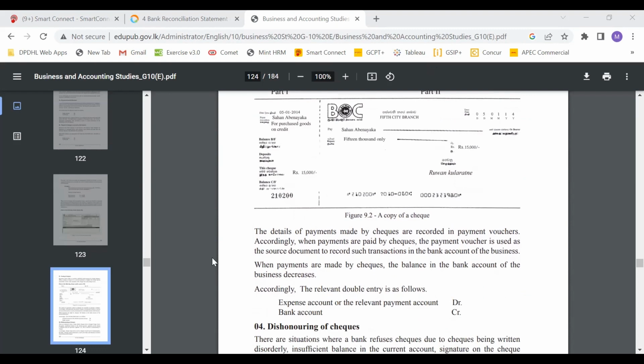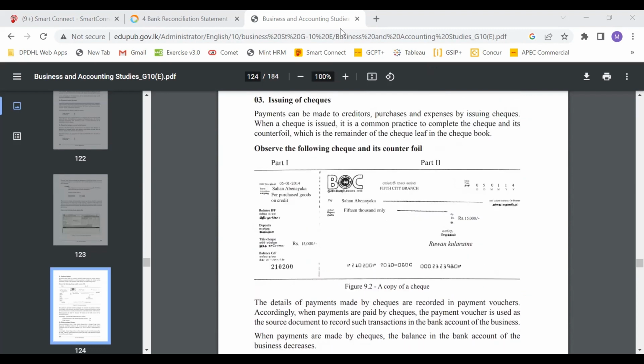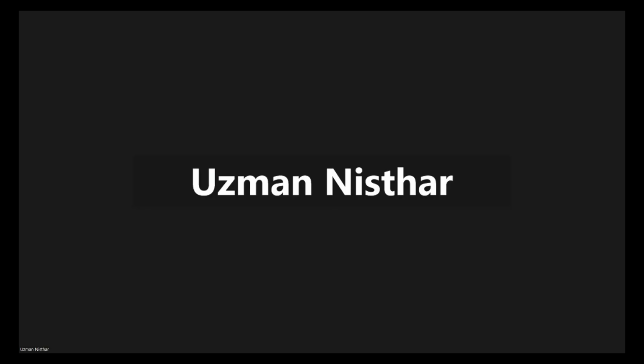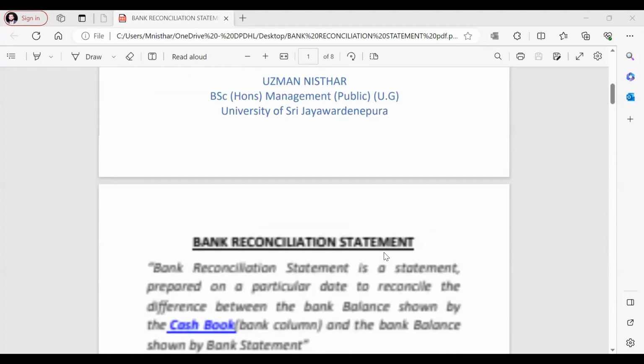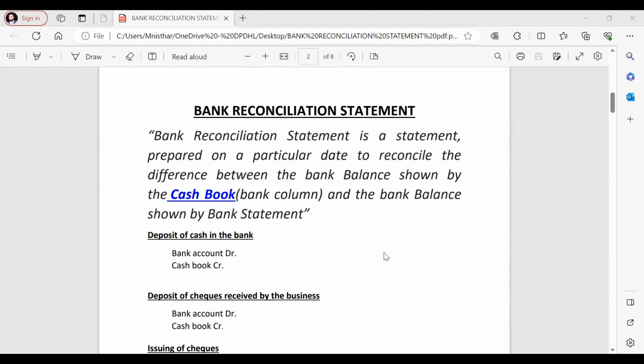Okay, so let's see. I have prepared a small tute. So here we have the definition of bank reconciliation statement. A bank reconciliation statement is a statement prepared on a particular date to reconcile the difference between the bank balance shown by the cash book or bank column and the bank balance shown by the bank statement. So it's just to reconcile or tally.